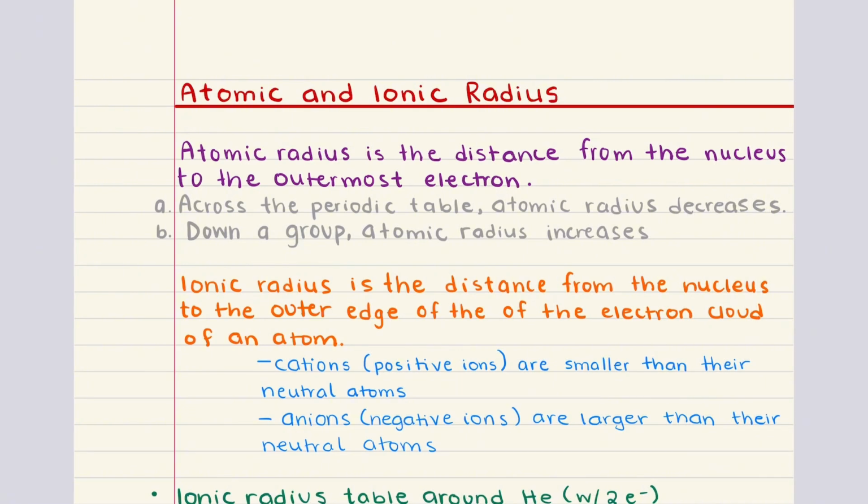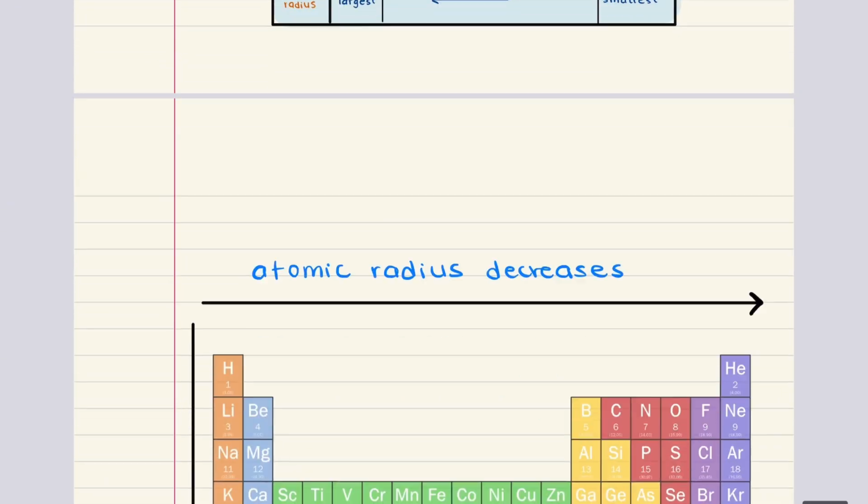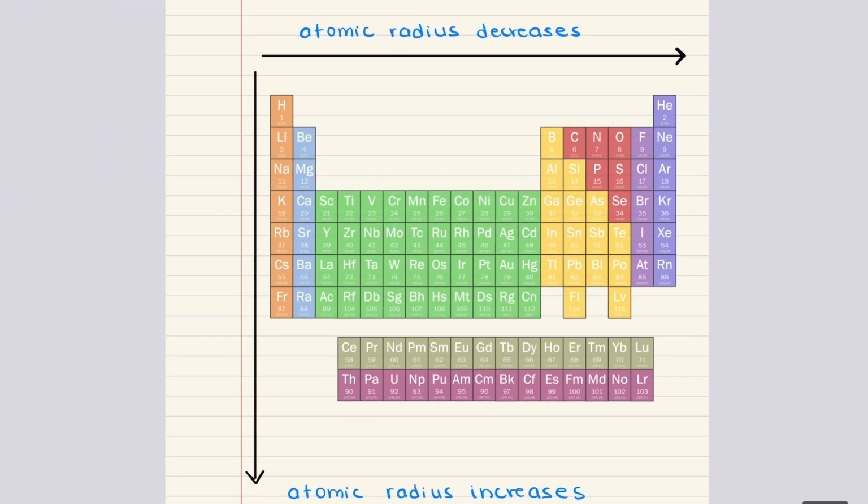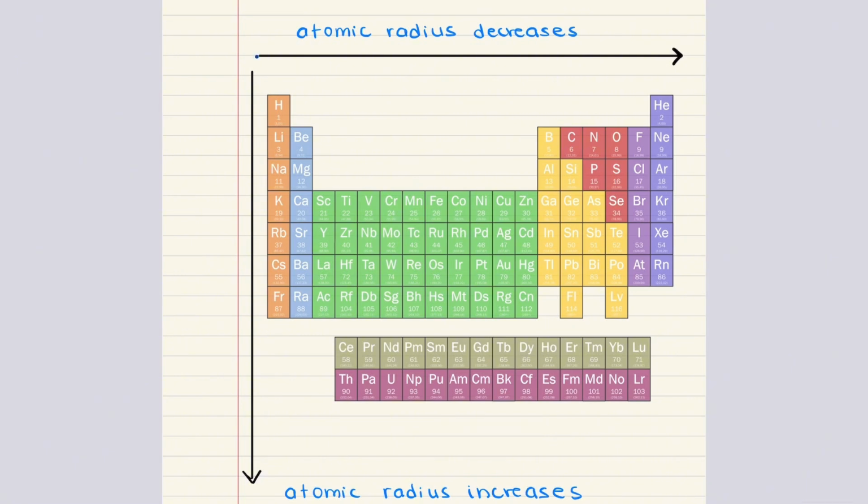Let's examine how atomic radius changes as we move across the periodic table. Across a period, left to right, atomic radius decreases, and down a group, atomic radius increases. Let's discuss why that is the trend. So, across a period, left to right, atomic radius decreases.